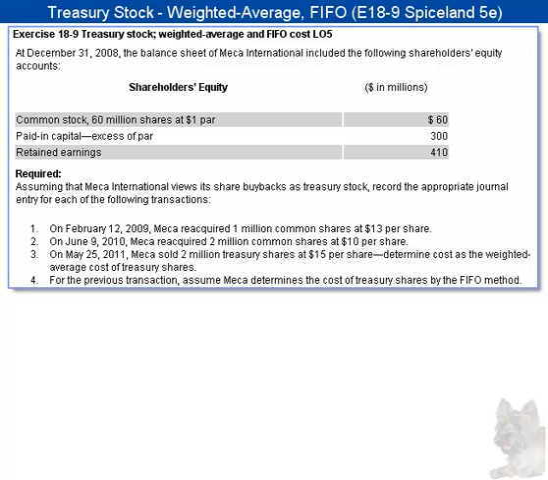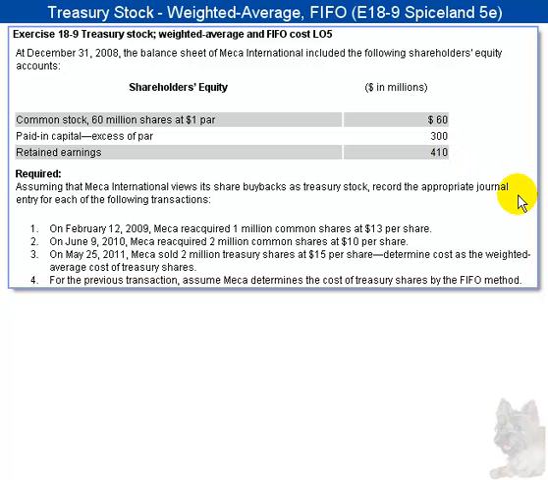At December 31st, 2008, the balance sheet of Mecca International included the following shareholders' equity accounts. Okay, so what we see is common stock, 60 million shares at $1 par value, paid in capital in excess of par of 300 million, and retained earnings of 410 million.